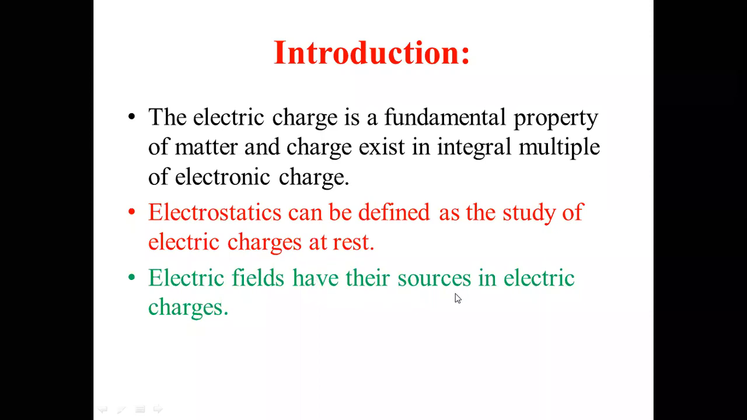Electric fields have their sources in electrical charges. Whenever I say there is an electrical field, it means some kind of electrical charge is present. In our earlier introductory lectures, we saw that whenever there is an electrical charge, a magnetic field is created automatically. Conversely, if there is a magnetic field, then an electrical charge is present. So we are going to deal in detail with these electrical charges and these laws.